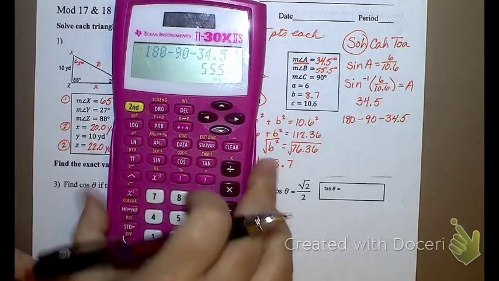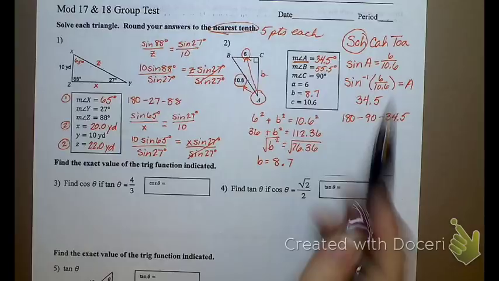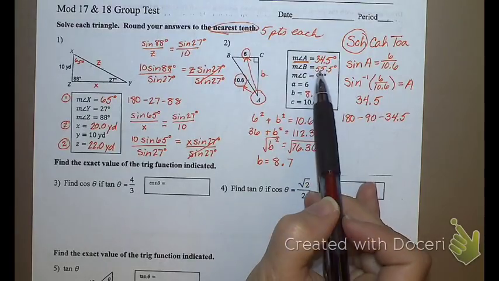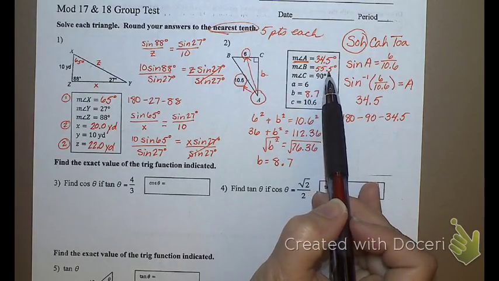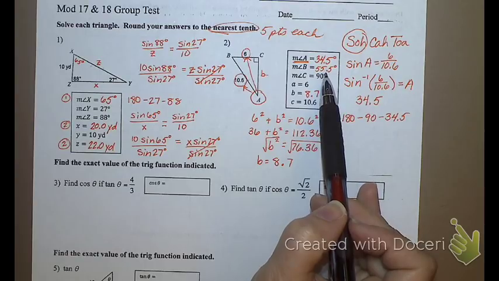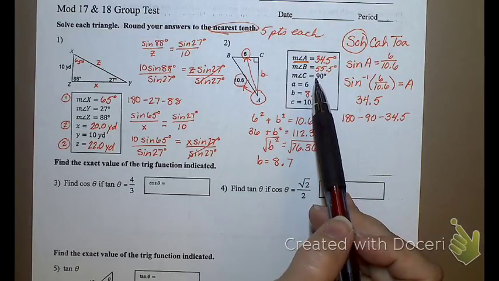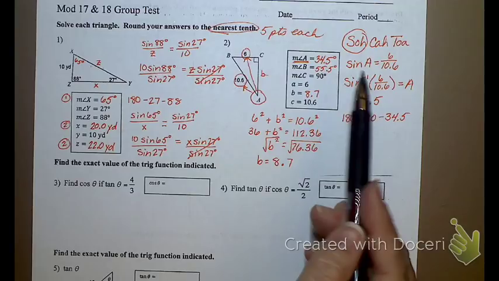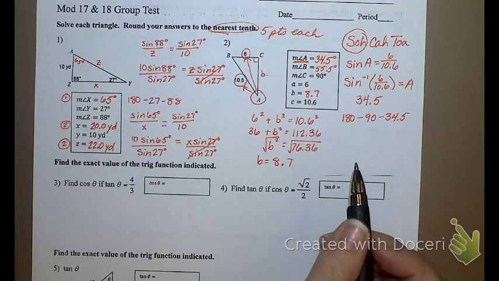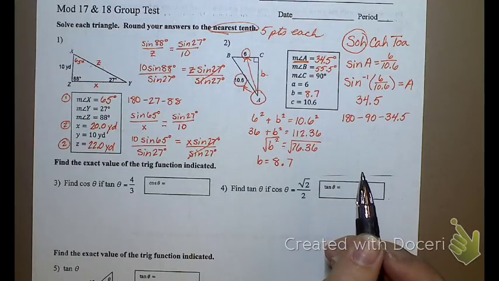Could I use trig again? Absolutely. However, if you end up with 34.5 and 55.4, that's a problem. Why? It's not going to add up to 180. It's going to add up to 179.9, which is pretty close, but angles have to equal exactly 180, not even a tiny, tiny bit off. Okay? Questions there? We have now solved both triangles.